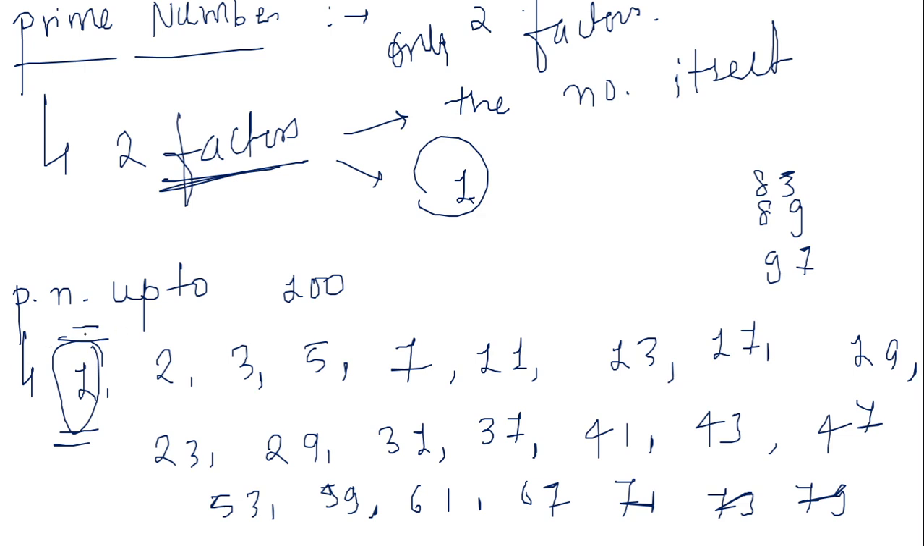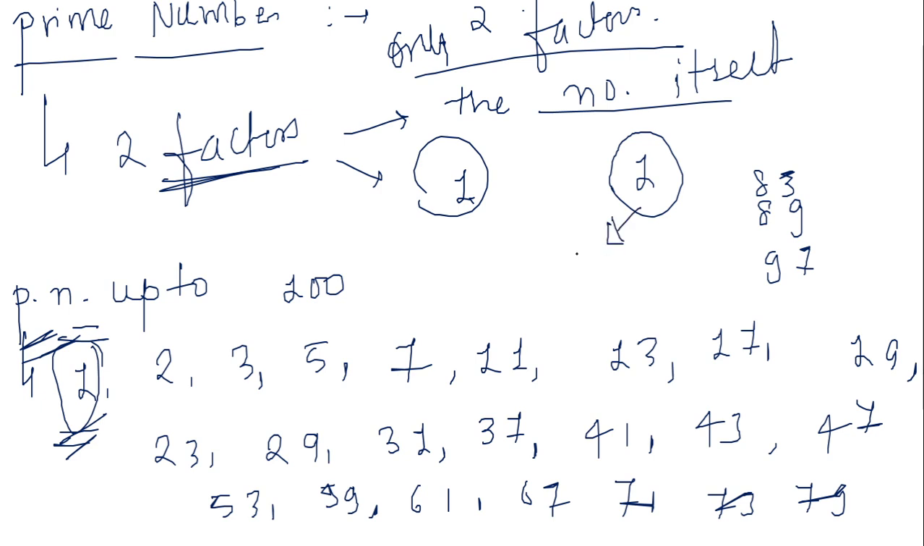So now my question is whether 1 is a prime number or not. What is the definition of a prime number? We have discussed that it has exactly 2 factors. So 1 is a number which has only one factor, which is 1. Other than this we won't find any factor for 1. So 1 is not a prime number. Please take this into consideration, that 1 is not a prime number.